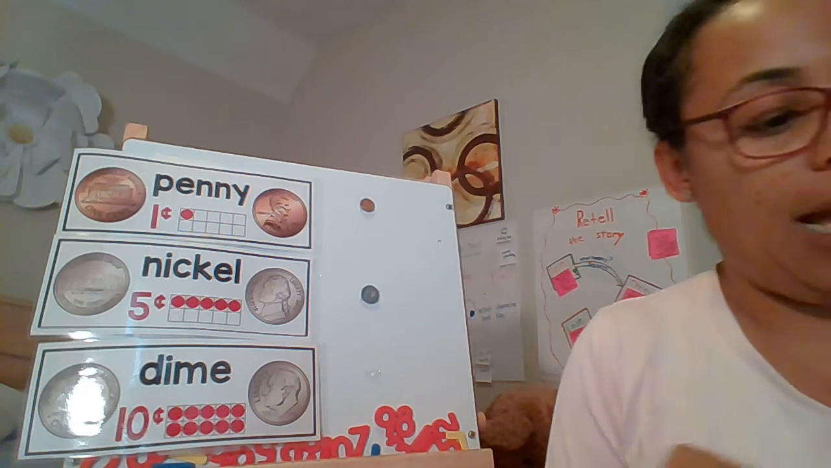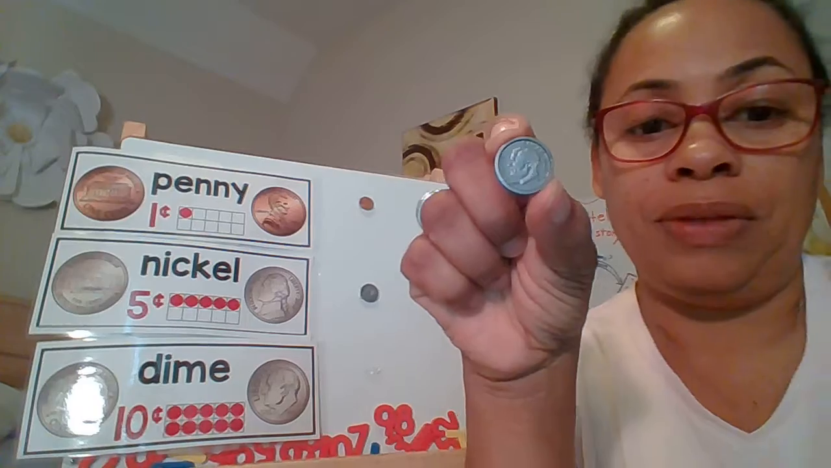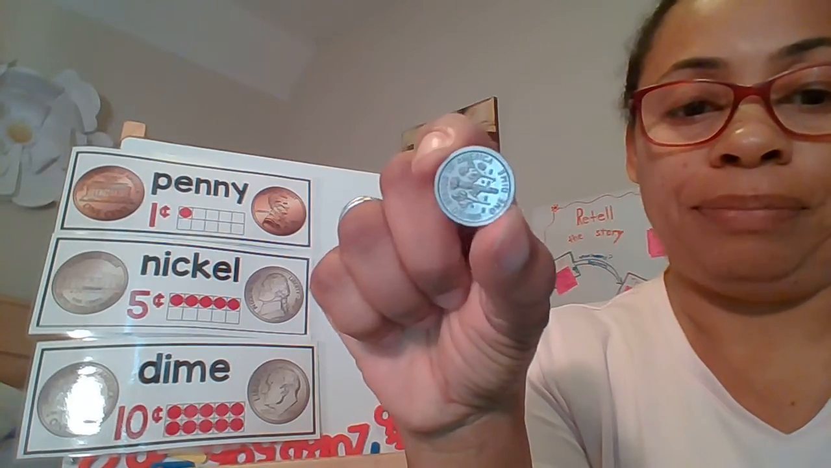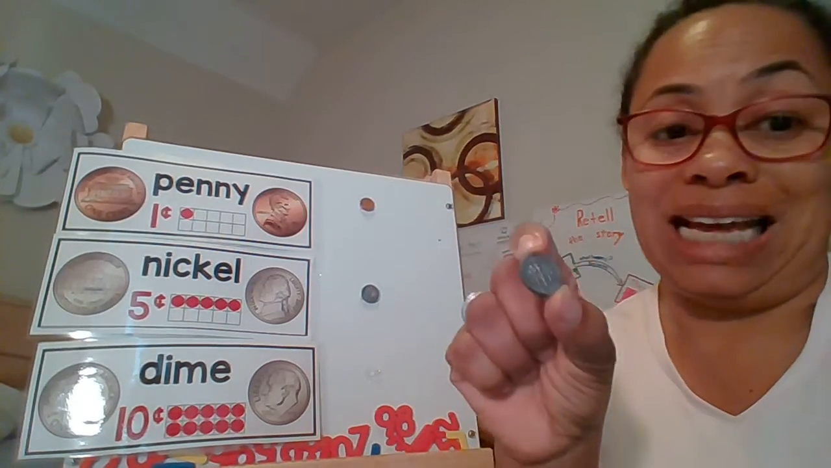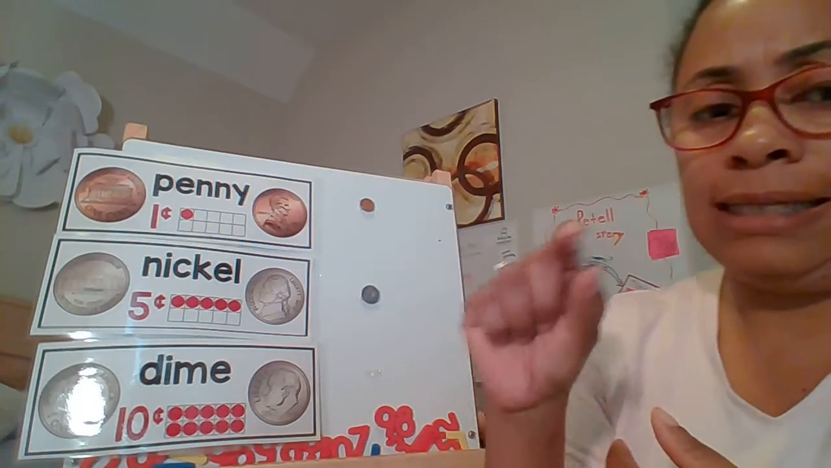Next one is the dime. Here's our dime. That's the front of the dime. Dwight Eisenhower is the president. And that's the back of the dime. And on the back of the dime, it says 1 dime. It's the smallest coin we have, and it's worth 10 cents.